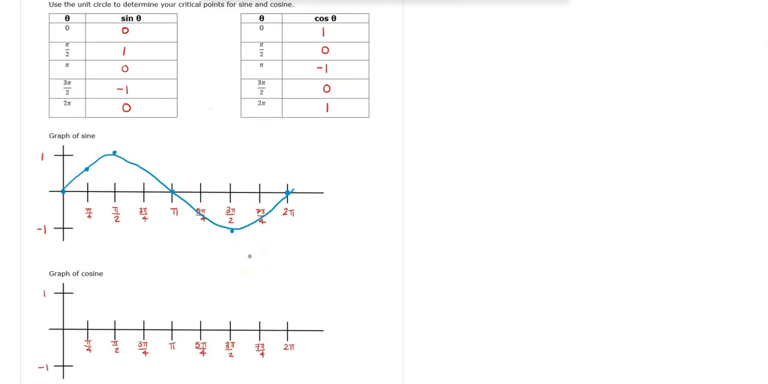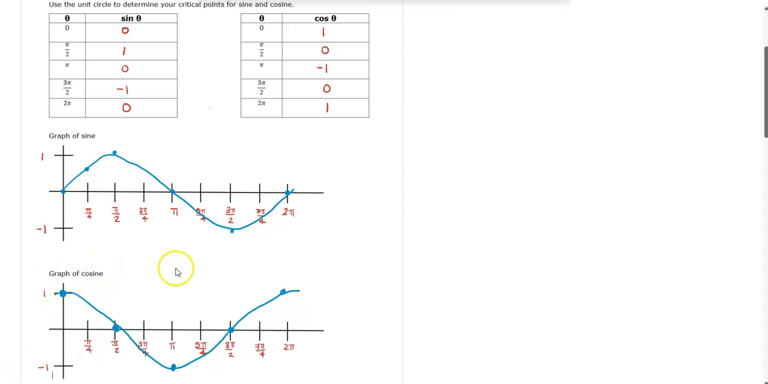Okay. So right here, at 0, cosine is equal to 1. So I'm going to start here up at this top part. At pi over 2, 0. At pi, -1. At 3 pi over 2, 0. And 2 pi, 1. And so I'm going to get this graph. Don't make it a V. It's not a V. That would be an absolute value graph. It's got a lot of curve to it. So there we go. That's what I'm going to have for cosine.